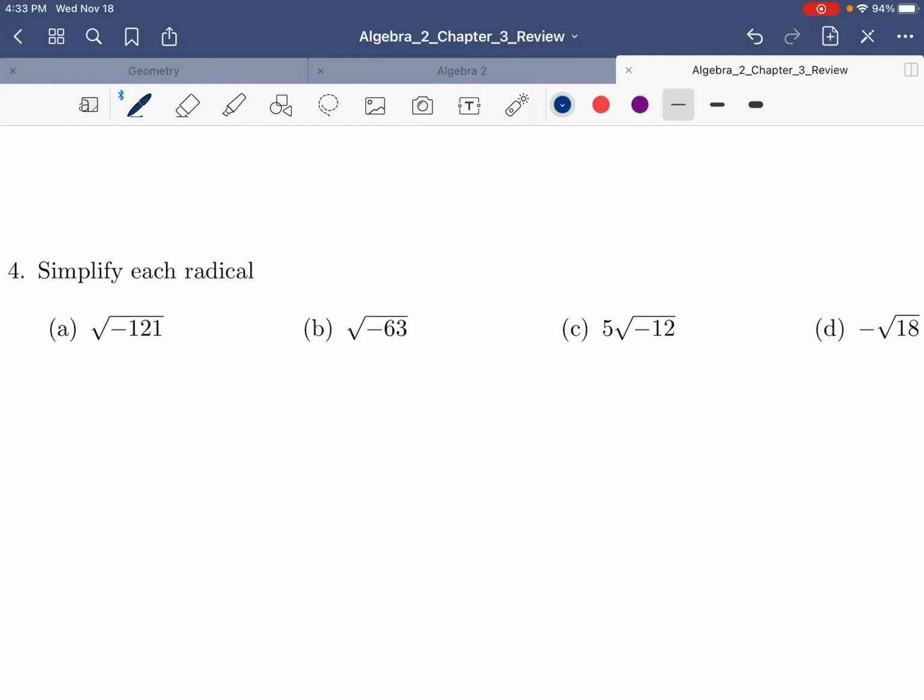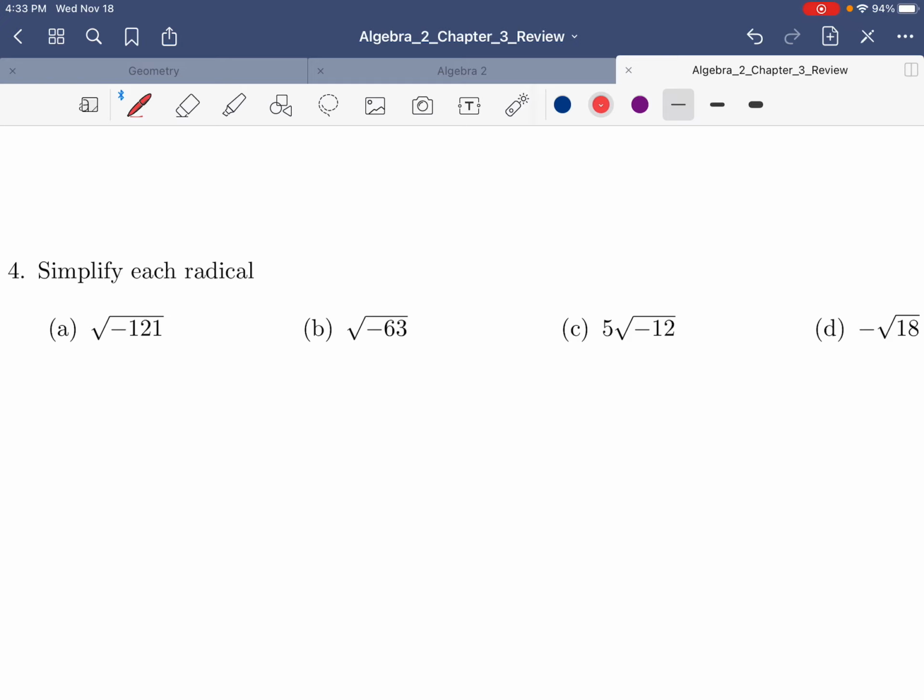All right, Logan, question number 4. Simplify each radical. Our first one, we have the square root of negative 121. And all we have to remember is that anytime there's a negative inside of the square root sign, turn it into i. All right, now don't make the negative an i, make the square root of negative 1 an i.